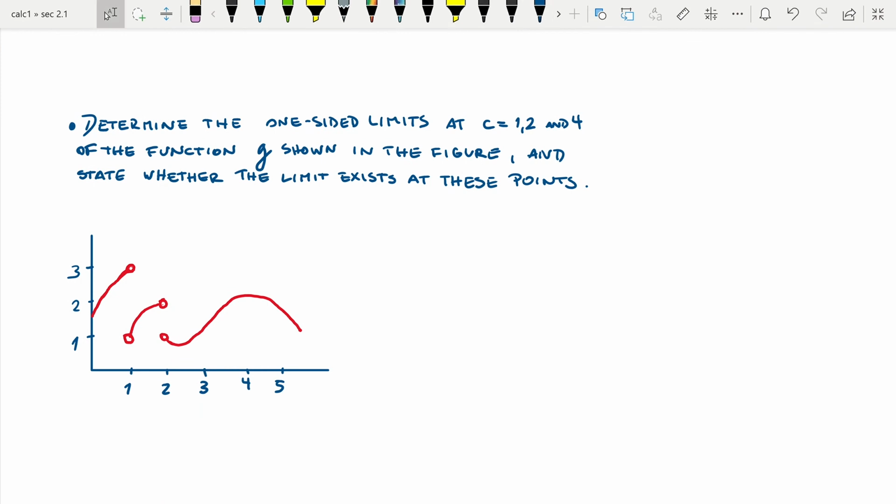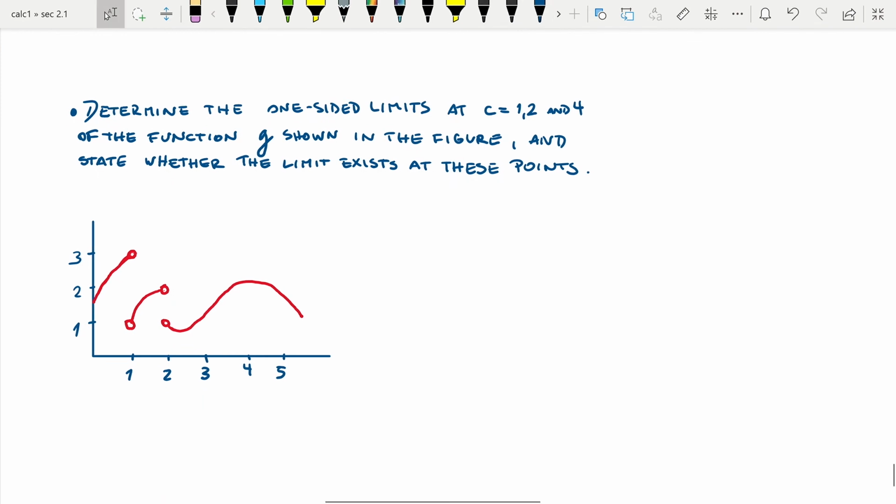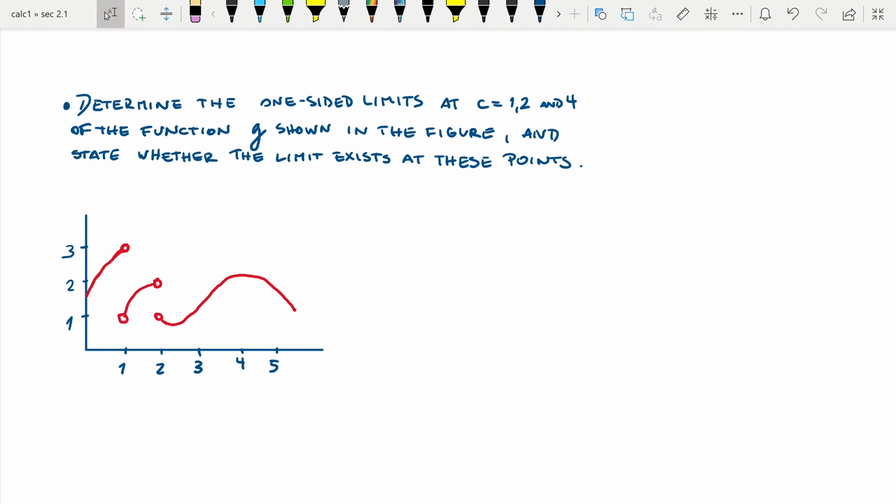One last type of problem you may see from time to time regarding the computation of one-sided limits is this kind of graph, the kind of graphs that you're asked to analyze. Suppose, like in this example, we're asked to determine the one-sided limits at the points 1, 2, and 4. And we have to also state whether the limits exist at each one of these points.